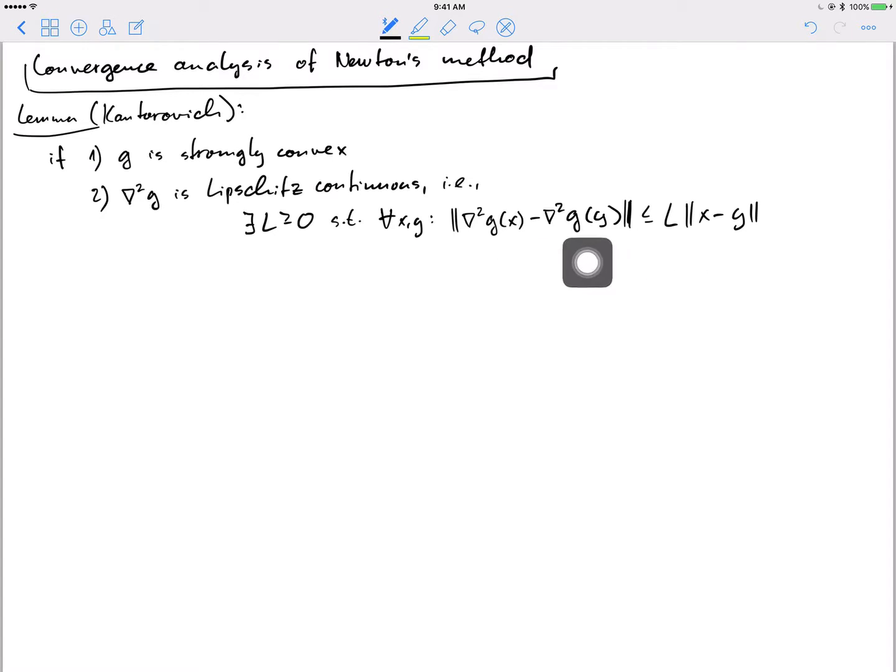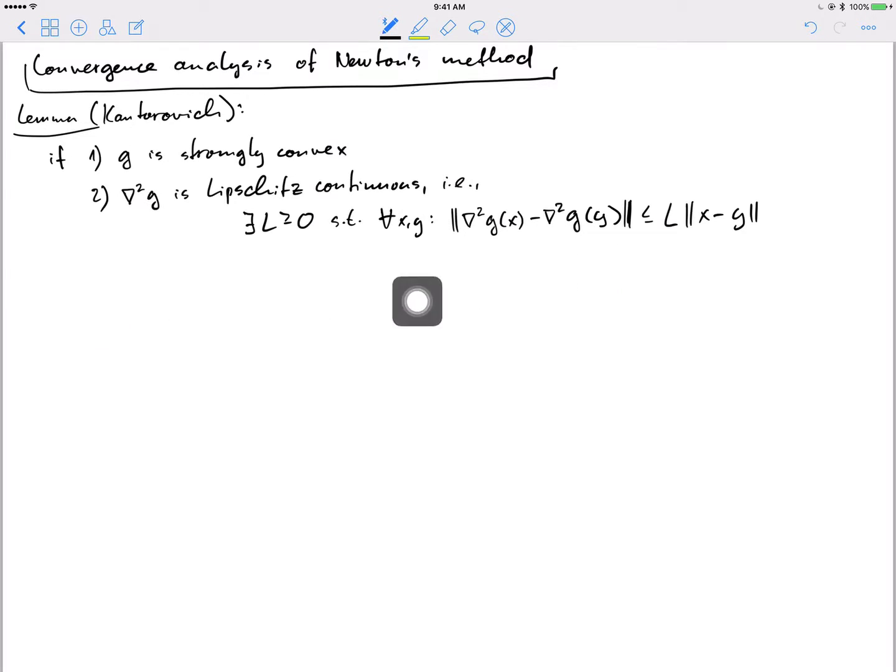And intuitively, you can understand it as saying that this L quantifies how well G is approximable by a quadratic function. Okay. And that's important for the intuition of understanding when Newton's method will behave well, right? Newton's method will behave well if your G function can be well approximated by a quadratic function, right? If the quadratic approximation is poor, which can actually happen, then you can expect Newton's method to work poorly, okay?